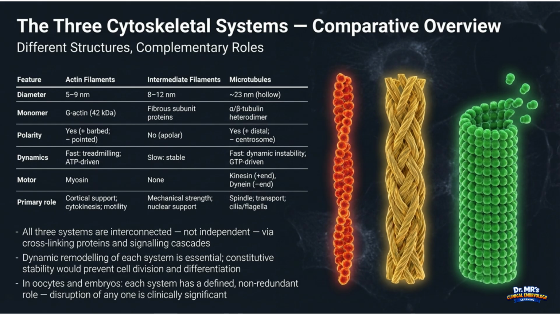I think the biggest trap we fall into as embryologists is thinking of these as redundant backup systems. Like, oh, the microtubule network took some damage during a freeze-thaw cycle. Maybe the dense actin cortex can compensate and hold things together. But they are entirely non-redundant. Precisely. You cannot compensate for a shattered microtubule spindle with extracortical actin. It just doesn't work that way. They are physically interconnected. They literally link together via cross-linking proteins to form a continuous tensegrity network. But functionally, their jobs are absolute.